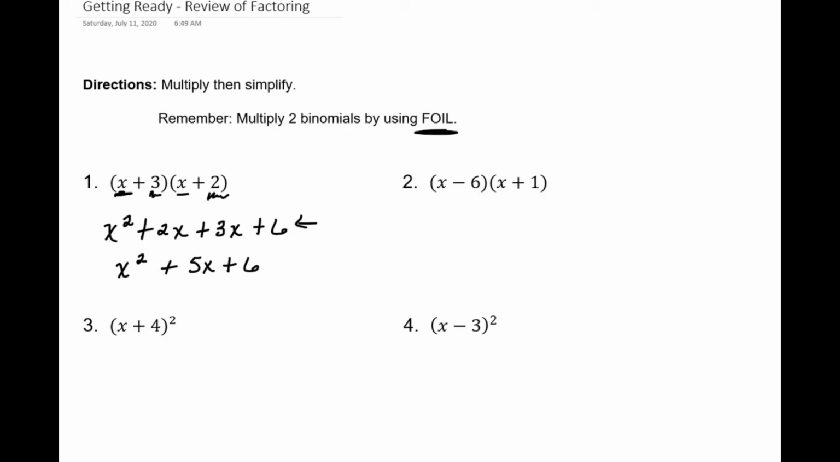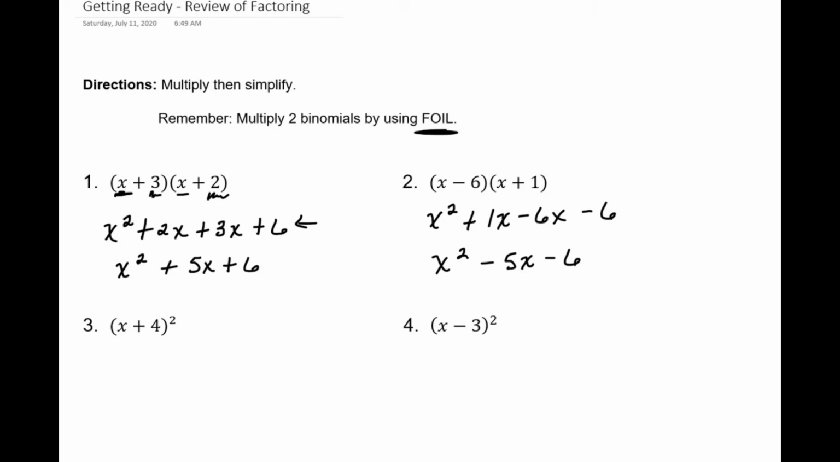Okay, problem 2, notice that we have a subtraction sign in here, so you have to be careful with that. First two terms multiplied together give me x squared. The outer two, 1 times x, I can write as 1x, or you can just write it as x if you want to. The inner two terms would be minus 6x, and the last two terms multiply to give me negative 6. Combining those middle two terms, I have x squared minus 5x minus 6.